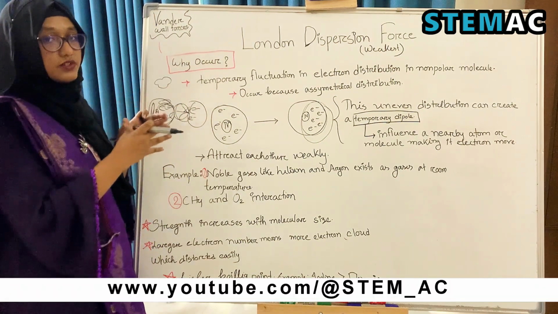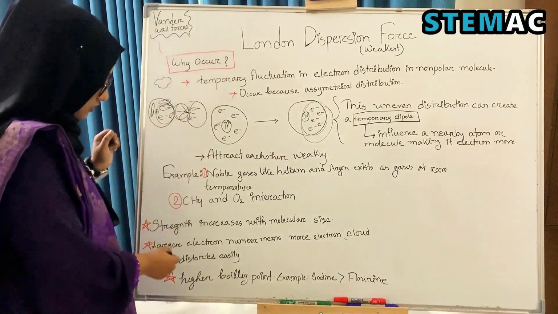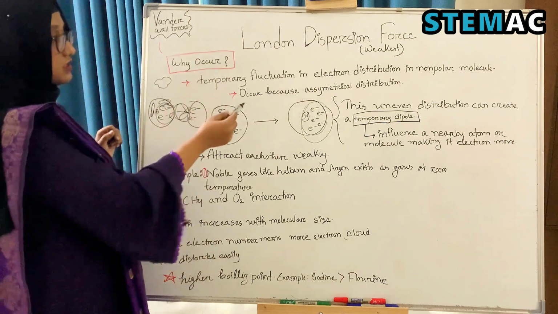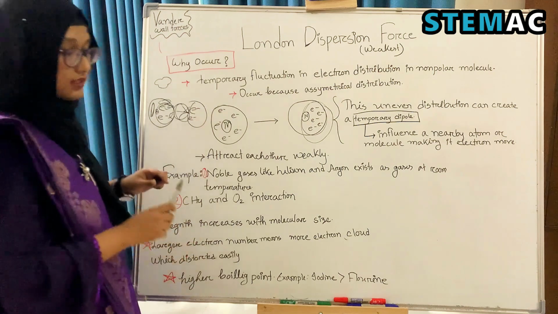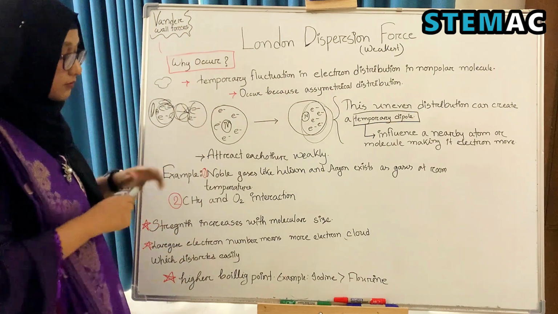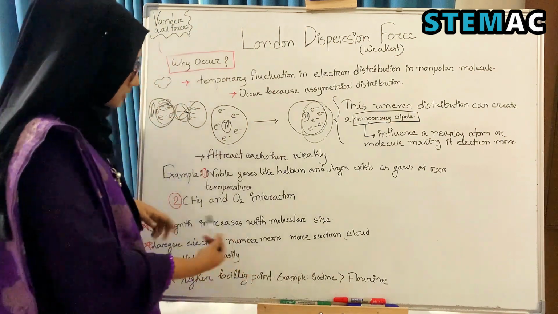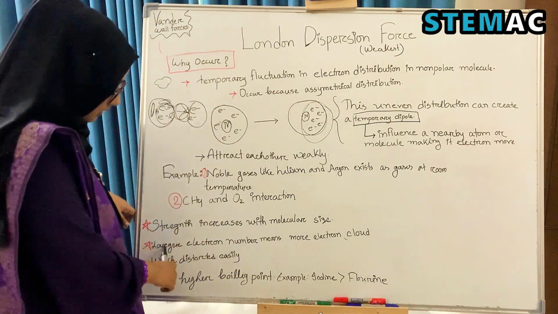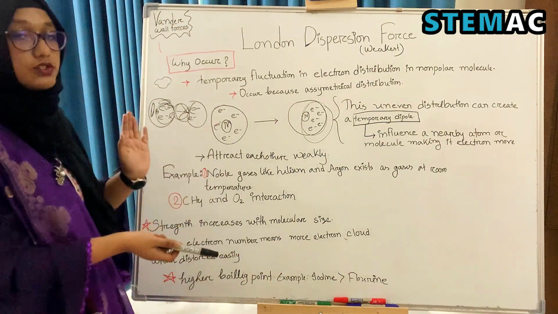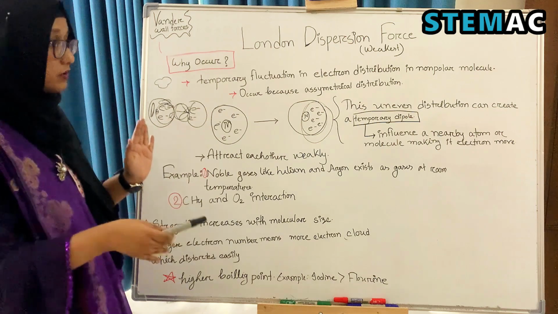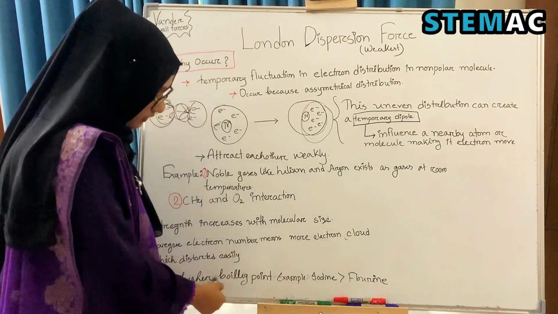So when electrons gather at a point, that point's electrons can't stay put, so it is easily distorted because of this London dispersion force. And lastly, higher boiling point. In London dispersion force, molecules with more electrons have a higher boiling point, just like iodine, which has more electrons. As we learned here, a larger electron number means more electron cloud, which is distorted easily. The larger the electron number, the larger the London dispersion force. Here, iodine has a higher boiling point than fluorine.